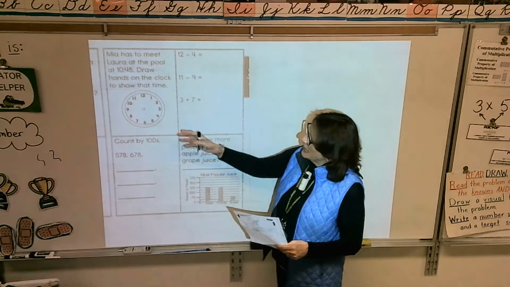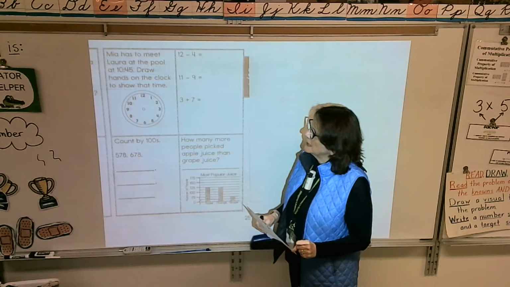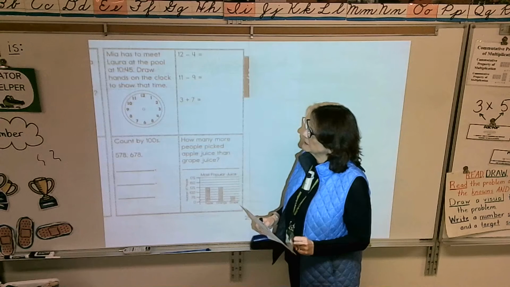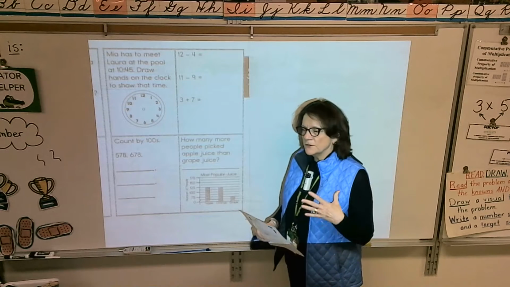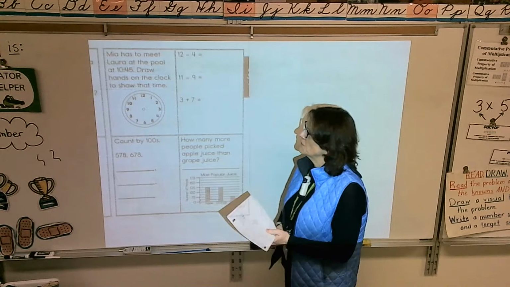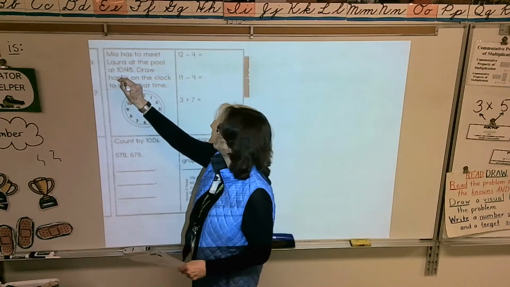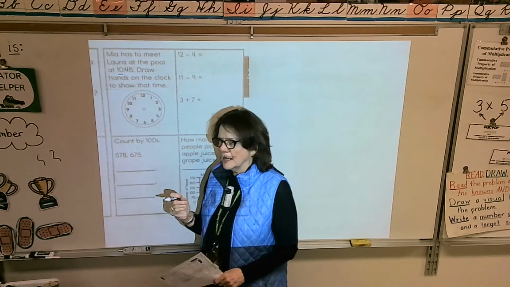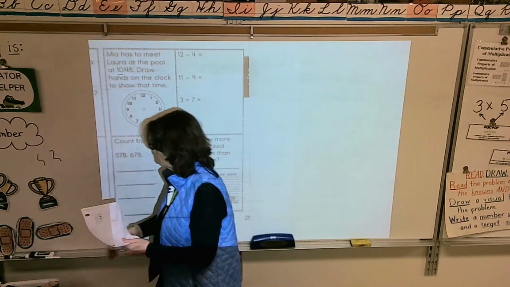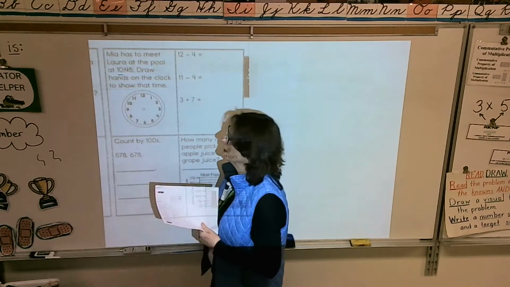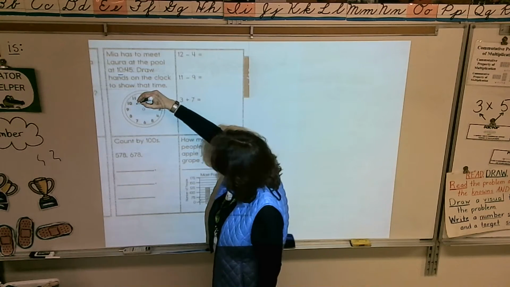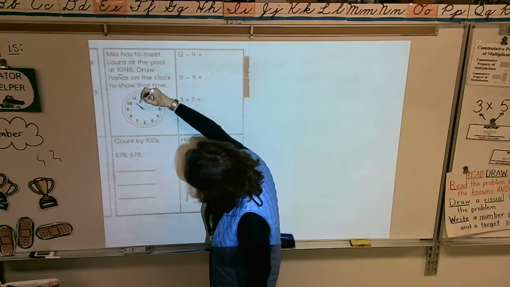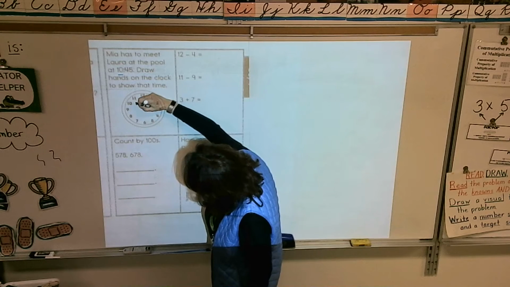So first question, Mia has to meet Laura at the pool at 10:45. Draw hands on the clock to show that time. So we have to draw the hands. Remember, little kids go first. So this first time of 10, that's the hour hand, and that will be a small hand that we will draw. So remember, the little hand will be in between the 10 and the 11. So I'm going to draw a short or small hand in between the 10 and the 11.